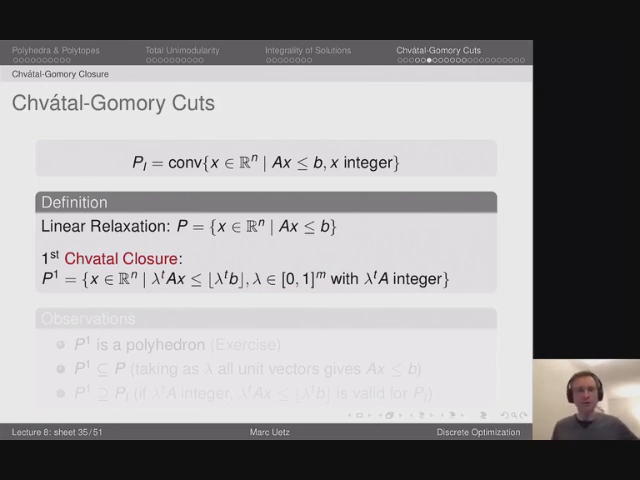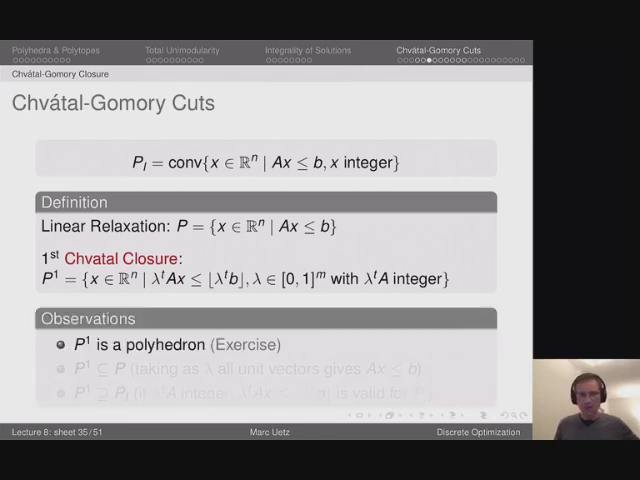So there are a few observations that we can make about this. What I'm doing in this definition is that I'm allowed to vary the lambdas; I'm essentially taking all possible lambdas. First observation, and that's a very nice exercise actually, is to see that this first Chvátal closure is actually a polyhedron again. So it is described by finitely many inequalities. That's not obvious because in principle, I can use infinitely many values for this vector lambda, right? But that's not necessary. All right, so it's a polyhedron.